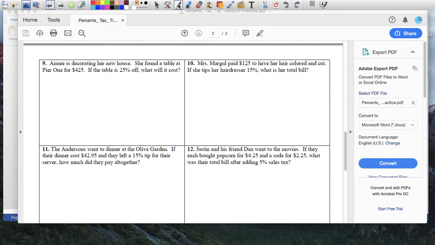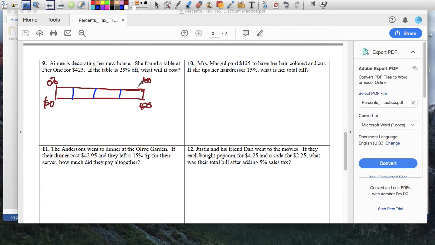We have Amy who's decorating a house. She found a table for $425. So let me just show you what 425. So this is 425. Remember, bar model here. This is 0%, and this is 100%, and this is $0, and this is $425. And we want to take 25% off.